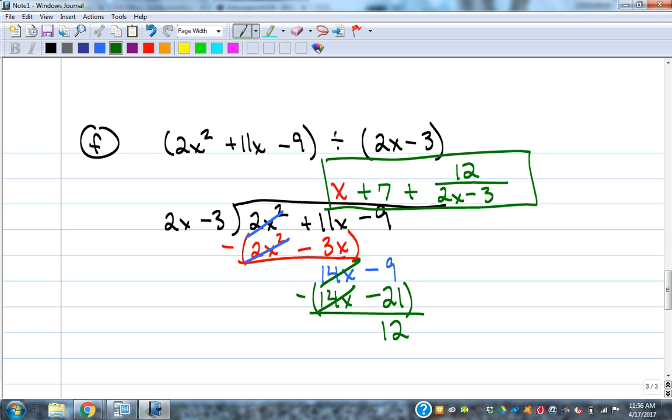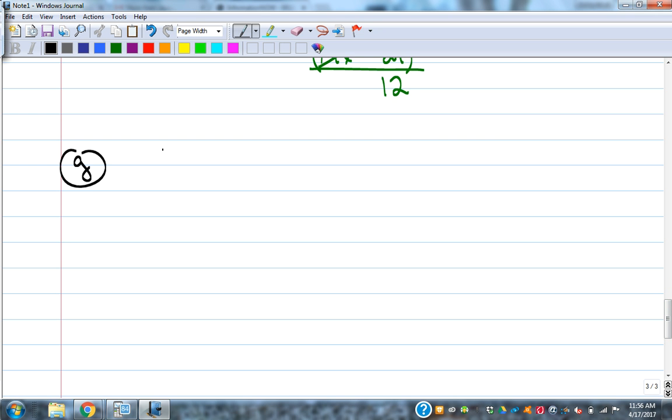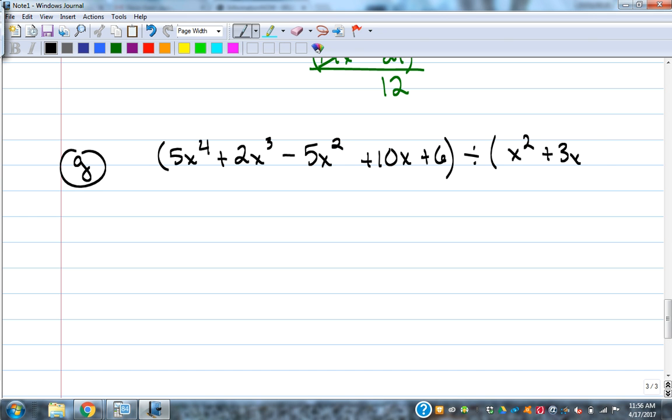All right, let's do a big one. Or a bigger one, I guess, would be the better way to put this. 5x to the 4th power plus 2x to the 3rd power minus 5x squared plus 10x plus 6. That's what we're dividing into. We're dividing by a trinomial, x squared plus 3x minus 2. This is as tough as they get, guys, for Algebra 1. It gets a little tougher in Algebra 2, but not much. The process is still the same.